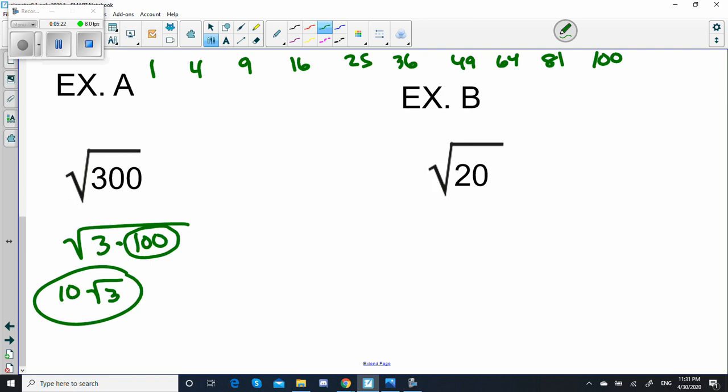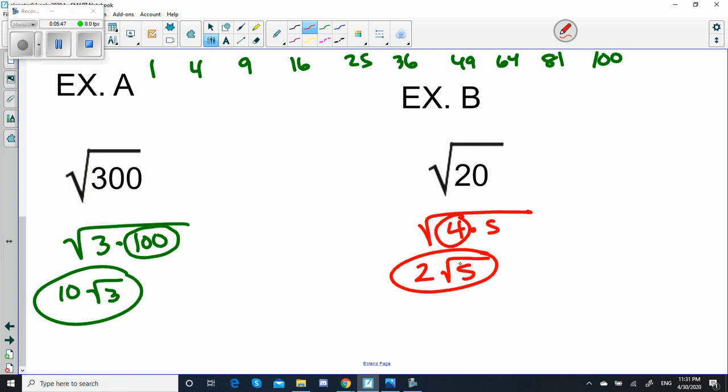Same thing for 20, except 100 is not a factor. So you're going to look up here for factors that can be taken out of 20 that are perfect. Well, 1 can go for any, so 1 doesn't change anything, so we're not going to use 1. But I'm thinking 4 times 5, where 4 is the perfect one. I can take the square root of 4, and that's 2. And the 5 is not perfect because if I put it in the calculator, it would give me a decimal. So 2 radical 5 is the answer.